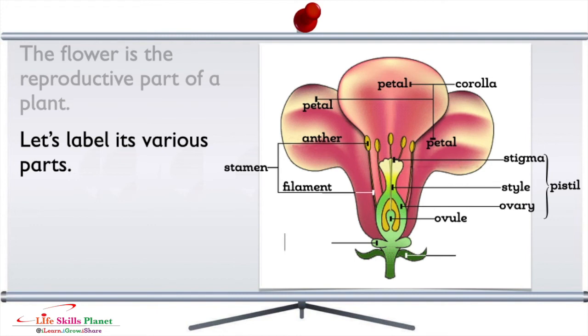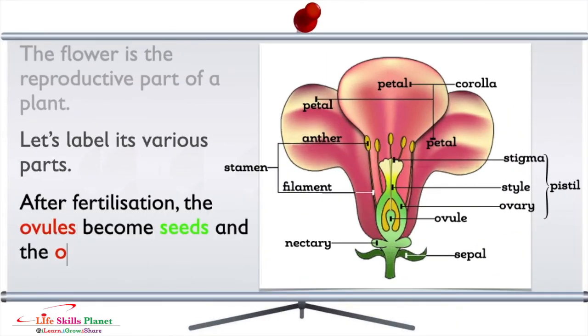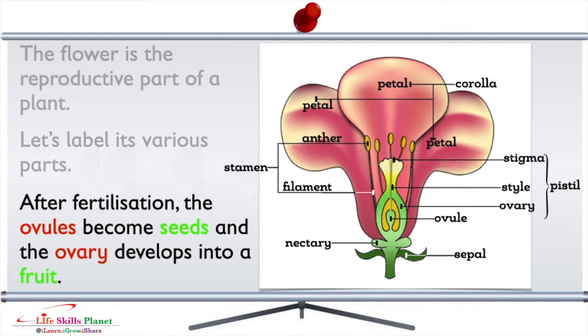Sepals look like small leaves. They are also known as the calyx. Sepals protect the inner part of the flower while it is growing in the bud. The stalk joins the flower to the plant. After fertilization, the ovules become seeds and the ovary develops into a fruit.